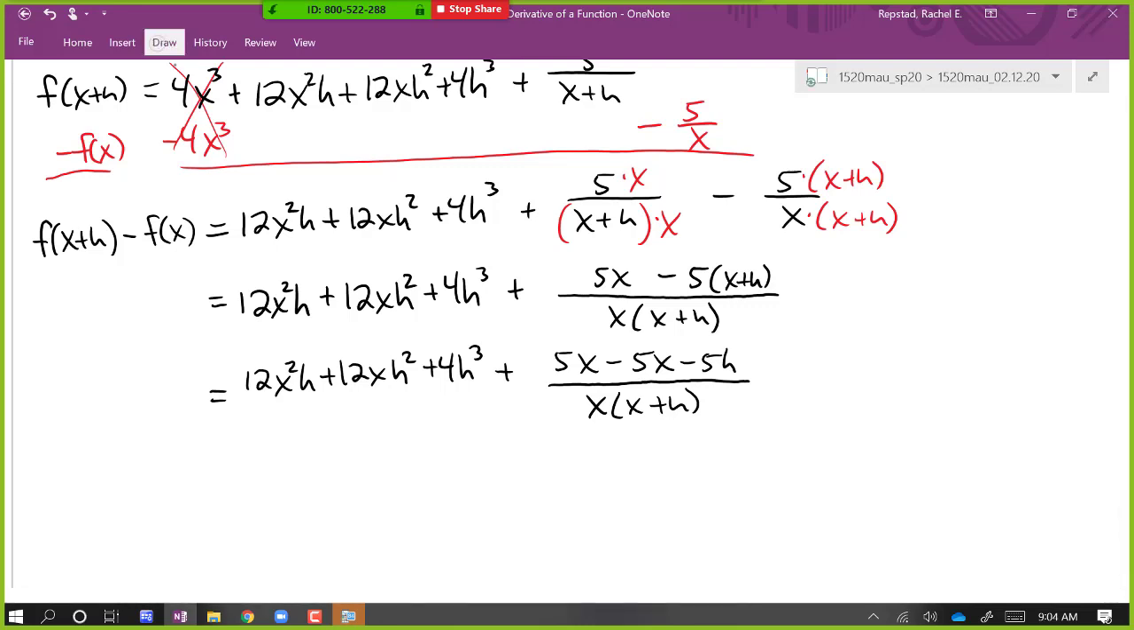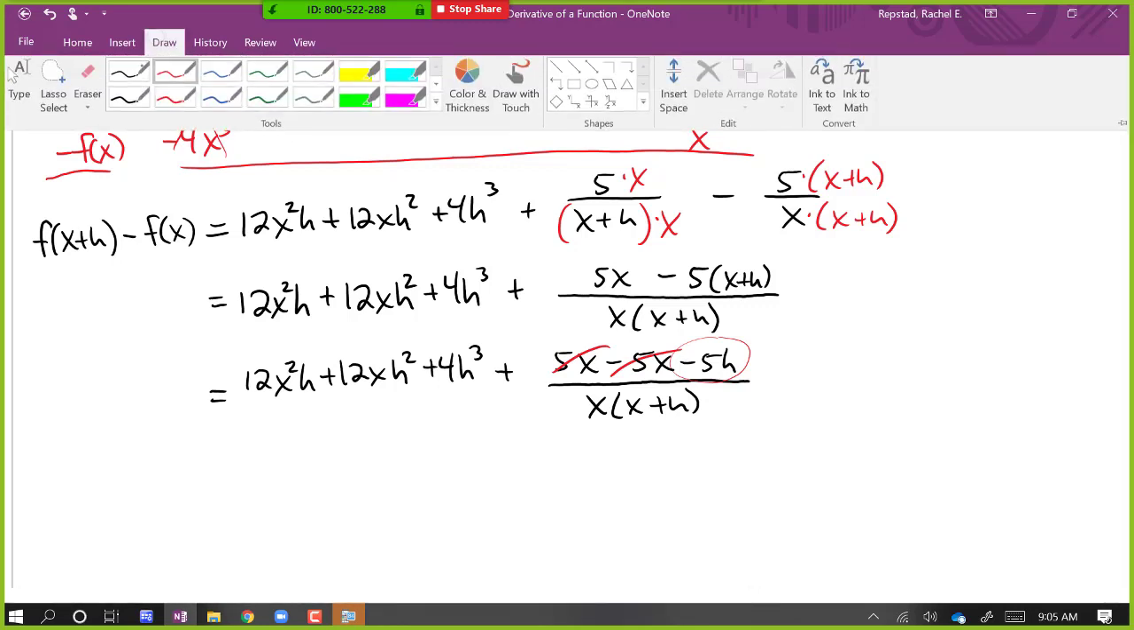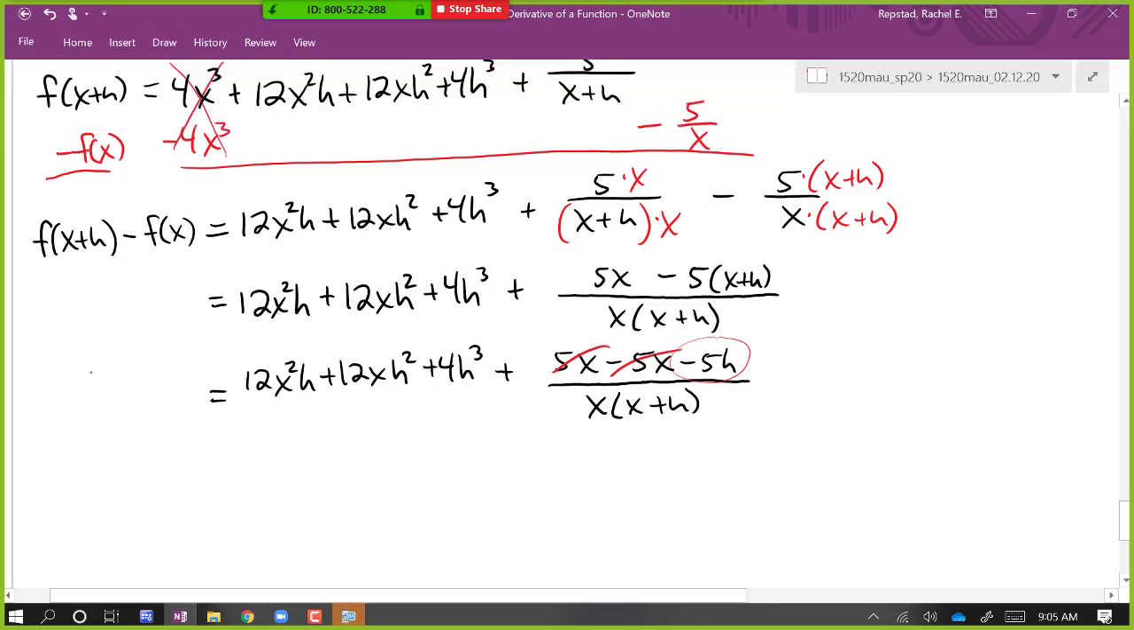So now these 5x's cancel. I've got a 5x and a minus 5x. All I'm left with up here is a negative 5h, which means that the fraction on the end has a factor of h in common with all the other terms in the beginning. So we should be feeling pretty good right about now.